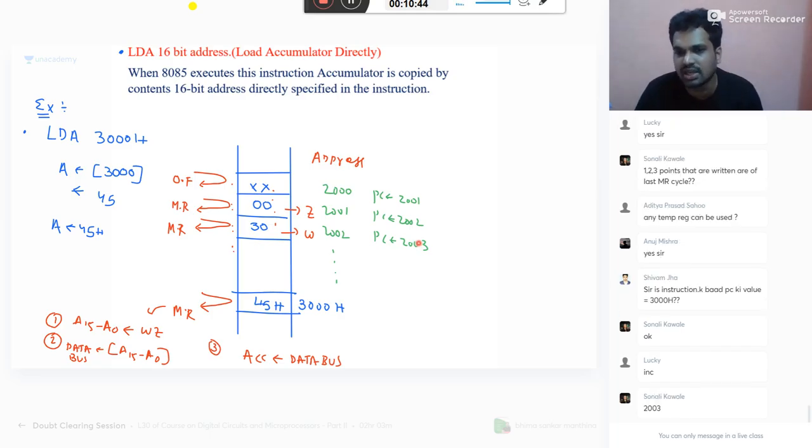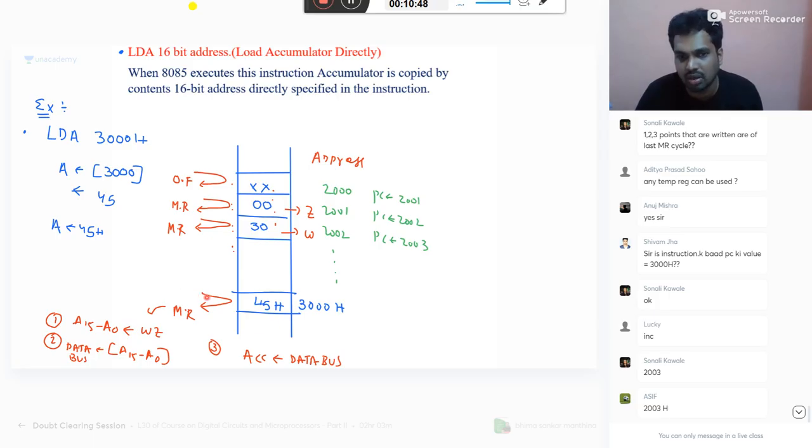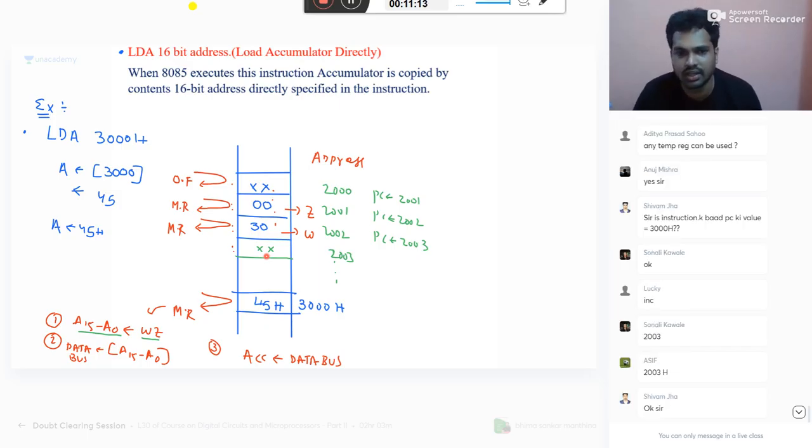But the next machine cycle is not opcode fetch. It is a memory read from some other place, because the computer knows here the address bus is not copied with PC. Who is copying it? W and Z. So after this is completed, the next opcode will be fetched from 2003 only. Clear?